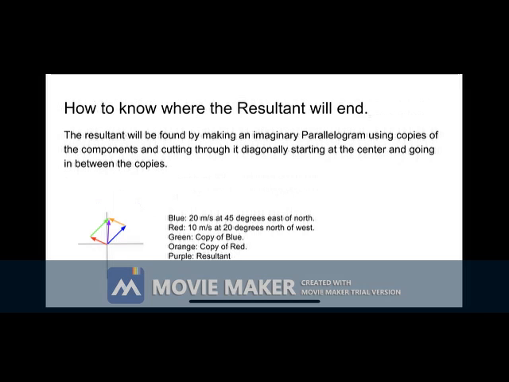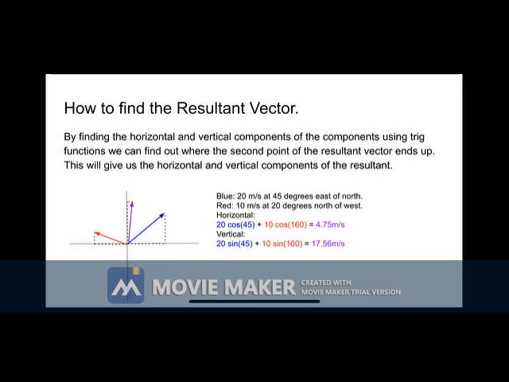This next slide shows how we find where the resultant ends, and this can be found easily by making invisible or imaginary lines, a duplicate of the first two that we found, the red and the blue ones, to make a parallelogram. The resultant is made from drawing a line starting at the axis to the opposite side of the parallelogram. By finding the horizontal and vertical components of the components using trig functions, we can find out where the second point of the resultant vector ends up. This will give us the horizontal and vertical components of the resultant.